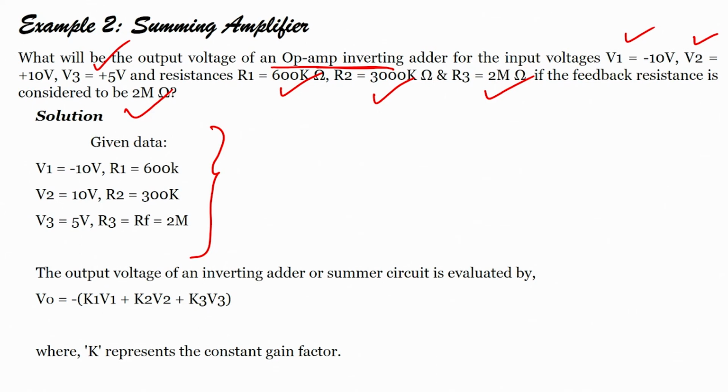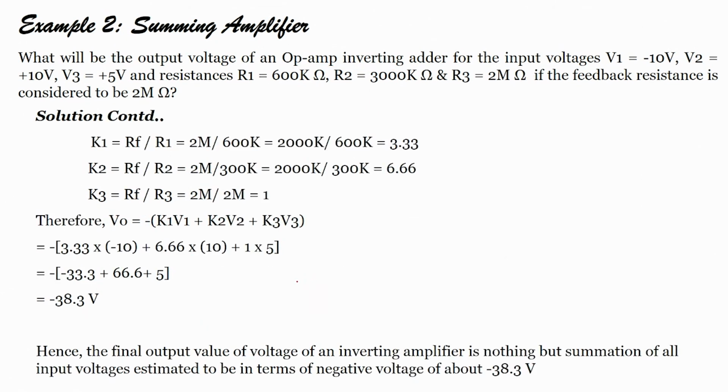Now, output voltage is what? Output voltage is VO equals minus K. K is nothing but the gain factor: RF by R1 is K1, RF by R2 is K2, RF by R3 is K3. So, VO equals minus bracket K1 V1 plus K2 V2 plus K3 V3. So, if I substitute the values, then what will happen?